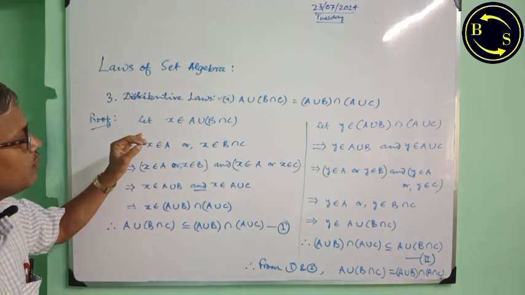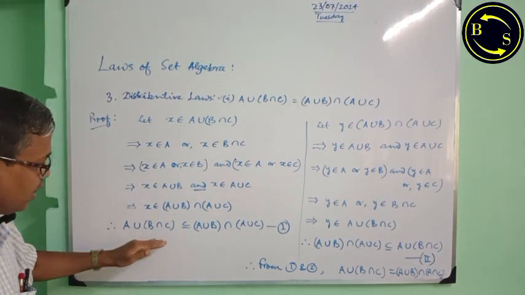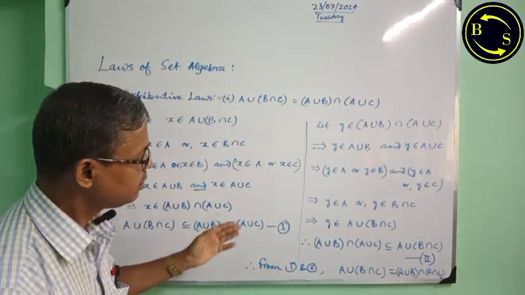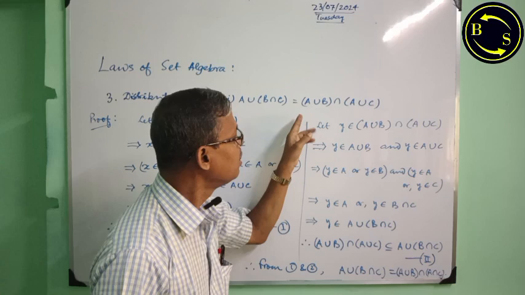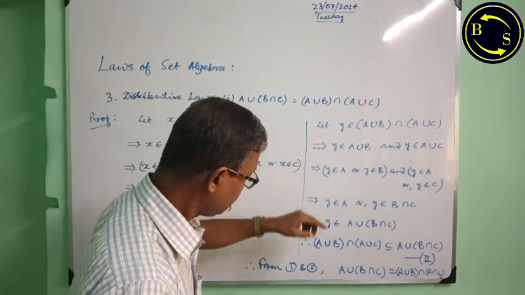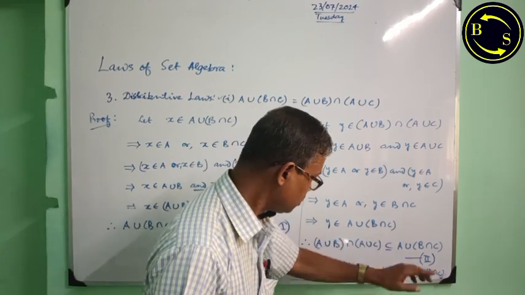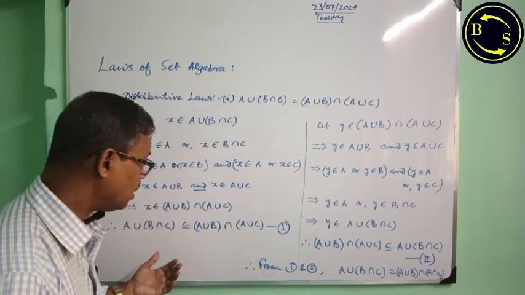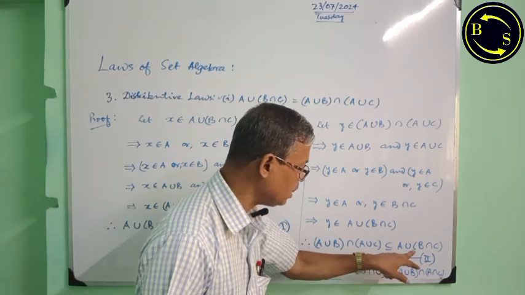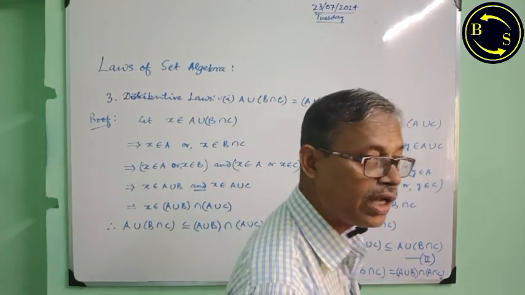What we have done, first of all, we have taken an element for this set, and we have finally shown that this set is subset of the right hand set, and in the next stage we have taken another element belonging to the right hand set and shown that element belongs to also the left hand set. Therefore we get this one. Now from 1 and 2 we can say P subset of Q, Q subset of P. Therefore P equal to Q. Therefore this law has been proved.